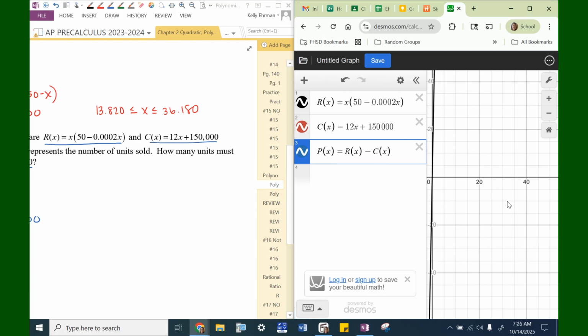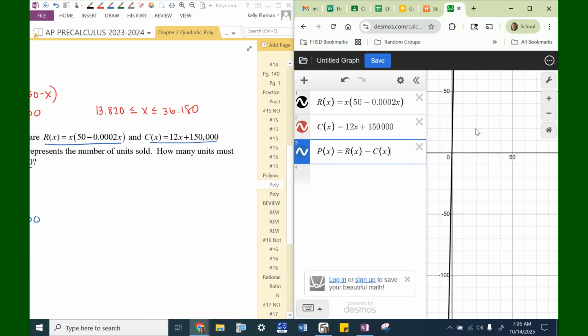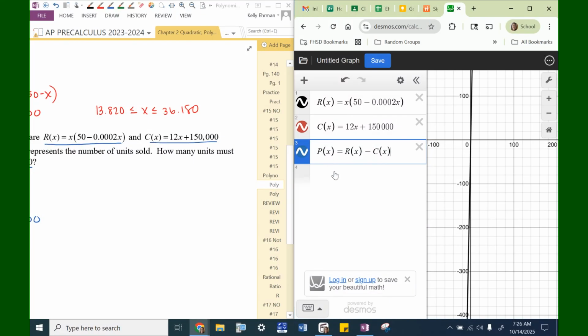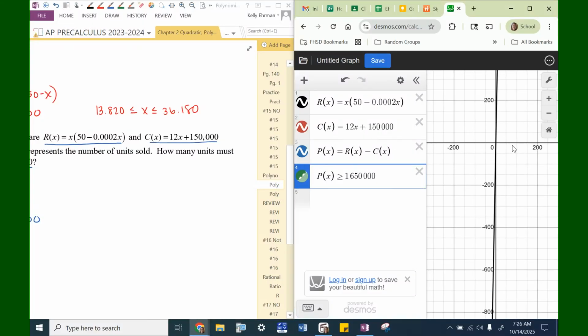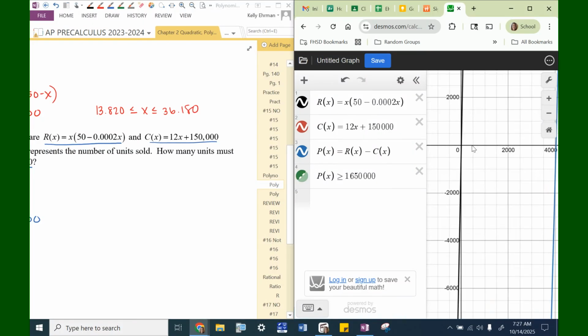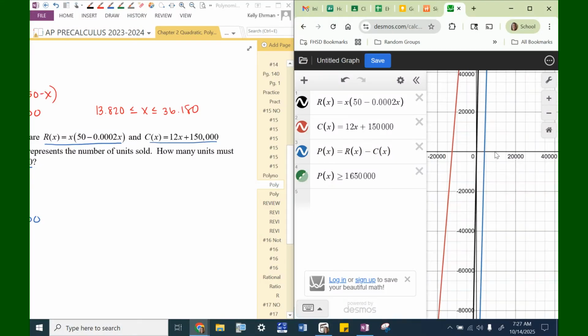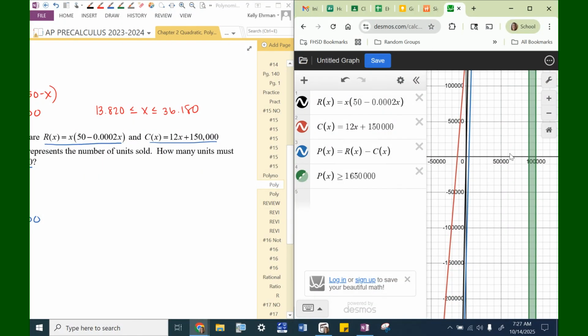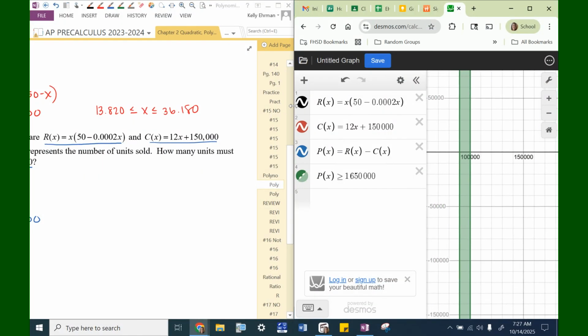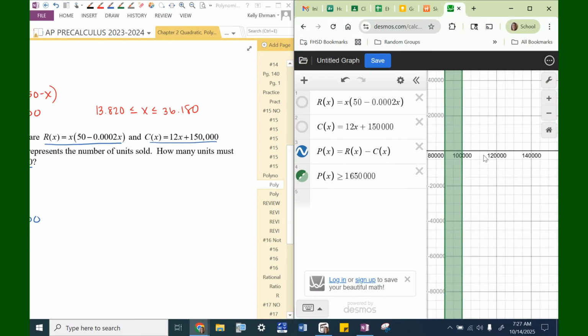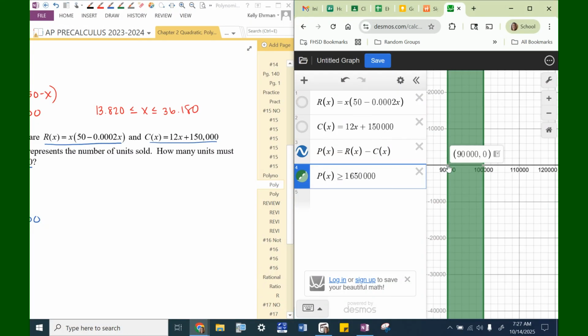Now, the way that my window is zoomed in, I can really only see R of x right now. The only one I care about is P of x. I want to know when is, I don't know if this is going to work, when is P of x greater than or equal to 1650000? Does it find an answer for me? I'm going to have to zoom pretty far out. We're talking about making products and we want a lot of them. Oh, there it is. You can also turn off the ones that you don't want. It will still graph these. Let's see. It looks like if we were between 90,000 and 100,000, we should get that profit.